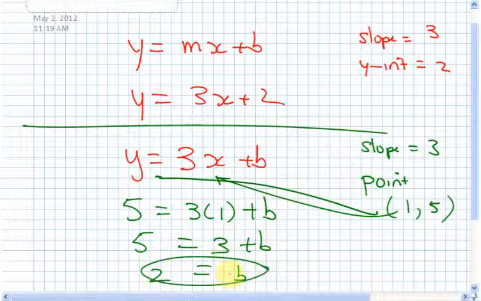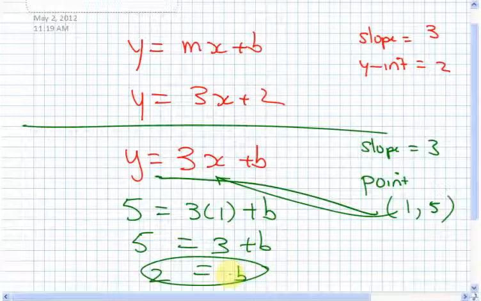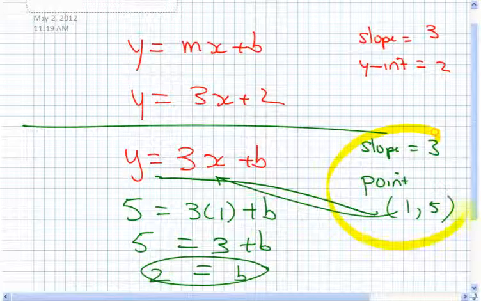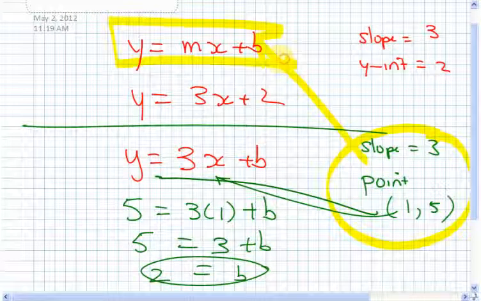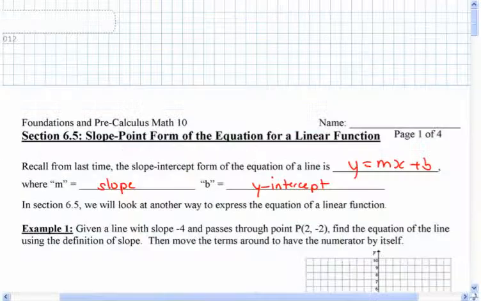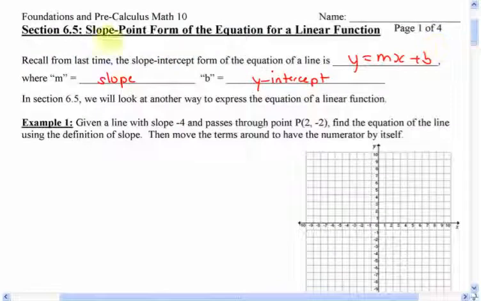Okay? So what I want to show you today is when we have this type of situation, well, guess what? You don't always have to use this form of the equation of a line. I'm going to show you today another form. And today's form, okay, will be something a little different. It's called the slope point form. All right, let's take a look at number 1.